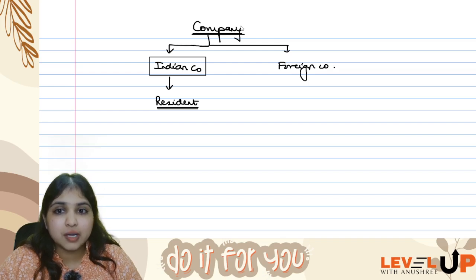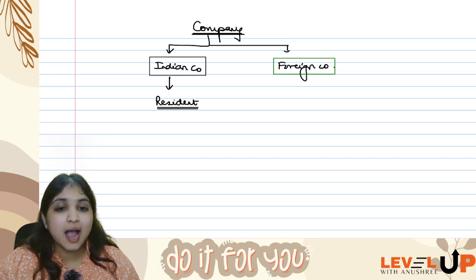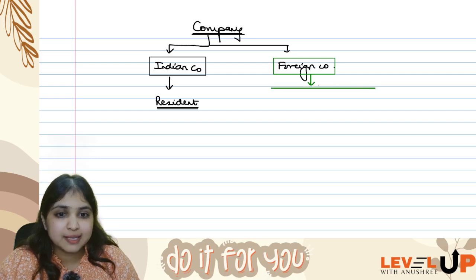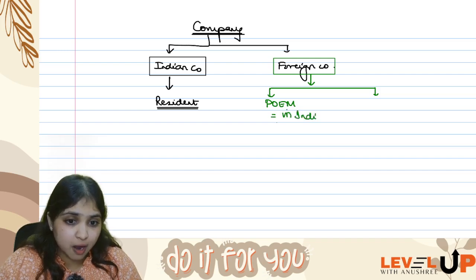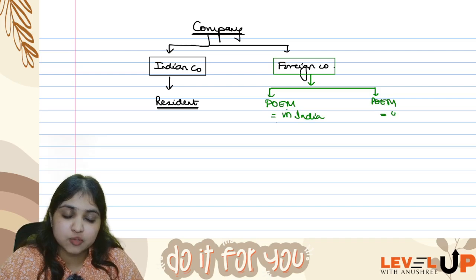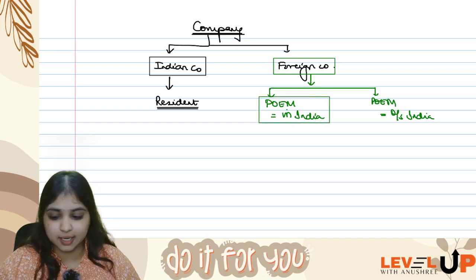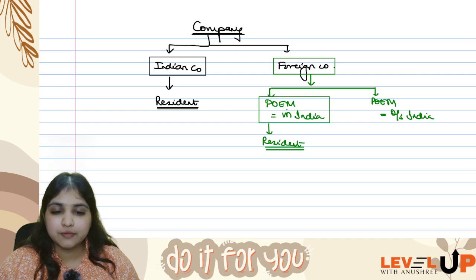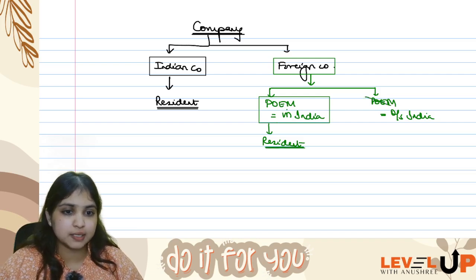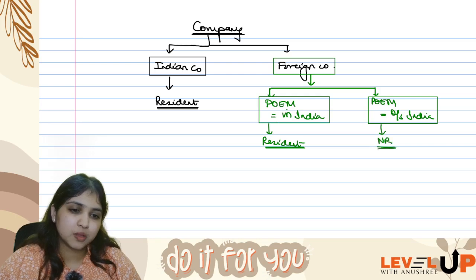However, if the company happens to be a foreign company, now I'll have to do some checking. I'll have to check where the place of effective management of the company is. Where is the POEM, the place of effective management? Is it in India or outside India? If the place of effective management happens to be in India, by default this foreign company will become a resident. But if the foreign company's place of effective management is outside India, then it becomes a non-resident.